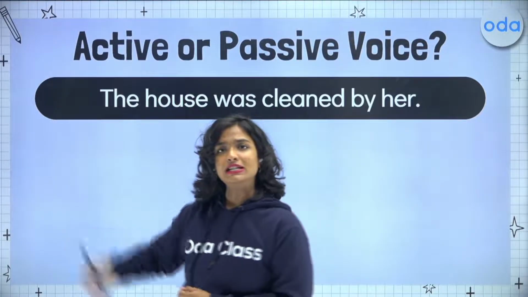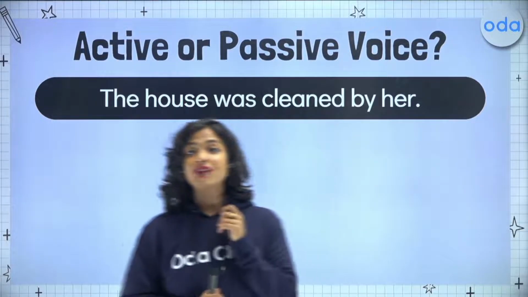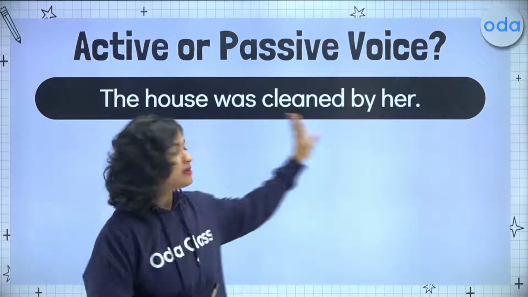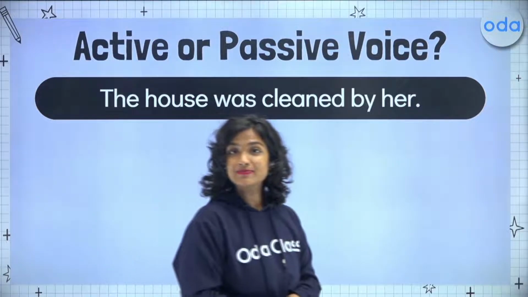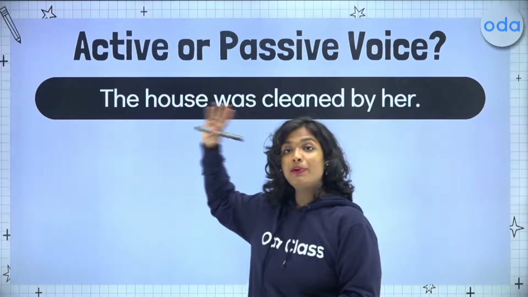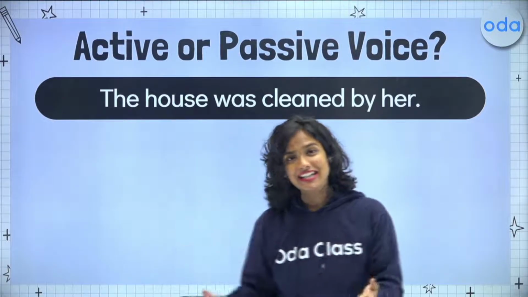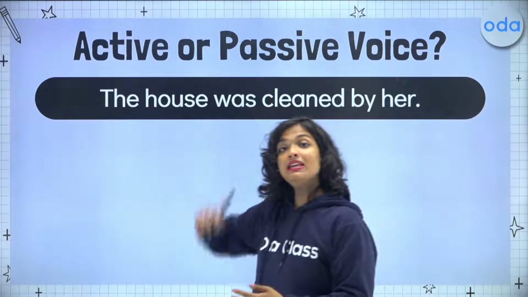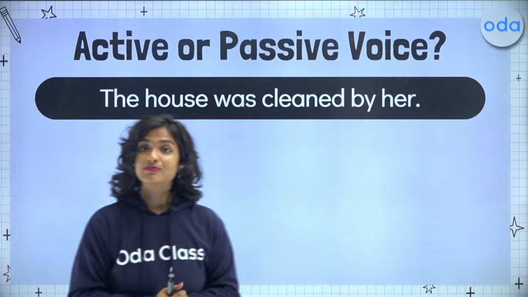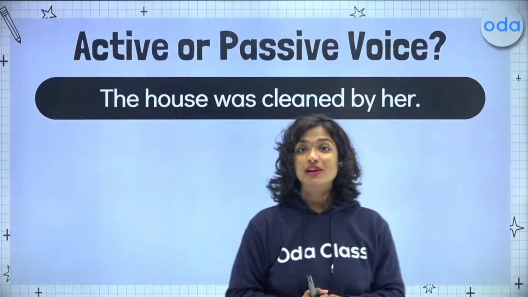Let's first figure out our subject. It's the house in this sentence. We have our action or our verb, which is was cleaned. Now we know that here the action is being performed on the subject. The house is not cleaning anything. The house is being cleaned by her, which means that this sentence is in the passive voice.